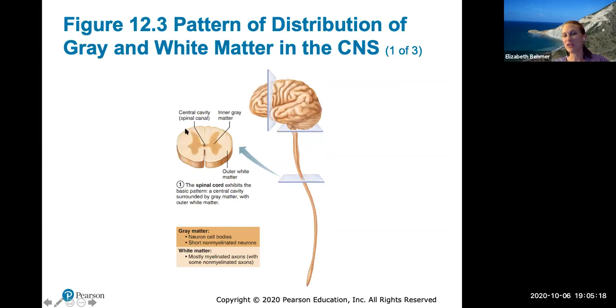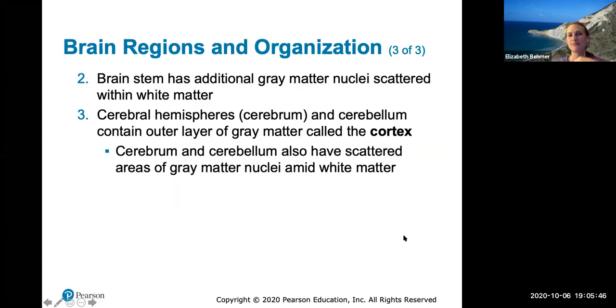Okay, so if we take a look just at a cross section and the distribution of gray and white matter, this is showing a cross section of the spinal cord. You'll notice here the central cavity travels up and down. That will contain cerebrospinal fluid. The inner gray matter makes this butterfly-like structure, and the outer white matter surrounds it. And again, the gray matter is made up of neuron cell bodies, and the white matter is mostly myelinated axons.